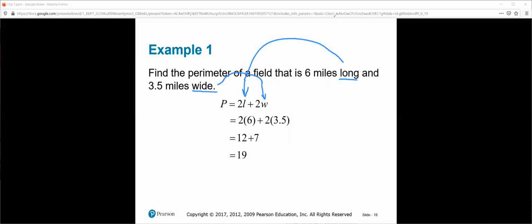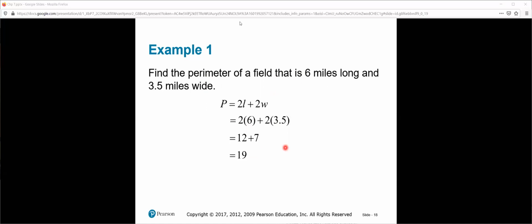Right? So we know what goes where, and then we'll add a simple equation where we plug in the numbers and solve it. Of course, we solve it using PEMDAS: parentheses, exponents, multiplication, division, addition, subtraction. So we know that 2 times 6 happens before 6 plus 2. Otherwise, you get the incorrect answer. Find a perimeter of this field being 19, what?